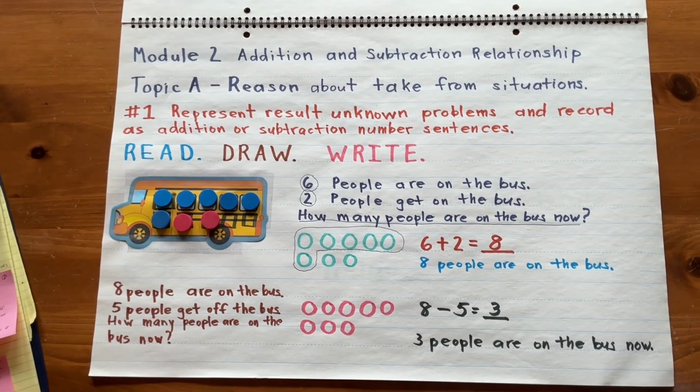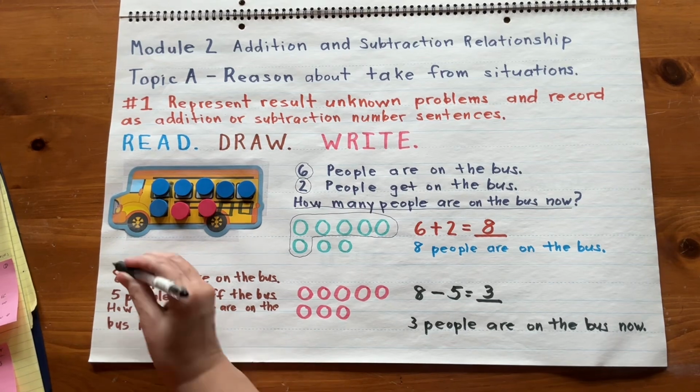What do we know? Right, 8 people are on the bus, so we're going to circle 8.